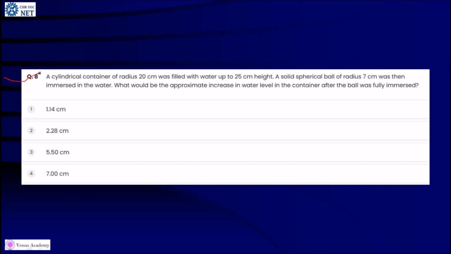Next, question number 8. A cylindrical container of radius 20 centimeters was filled with water up to 25 centimeter height. A solid spherical ball of radius 7 centimeters was then immersed in the water. What would be the approximate increase in water level in the container after the ball was fully immersed? The correct option for this question is 1.14 centimeters, students. Option number 1 is the correct option, students.